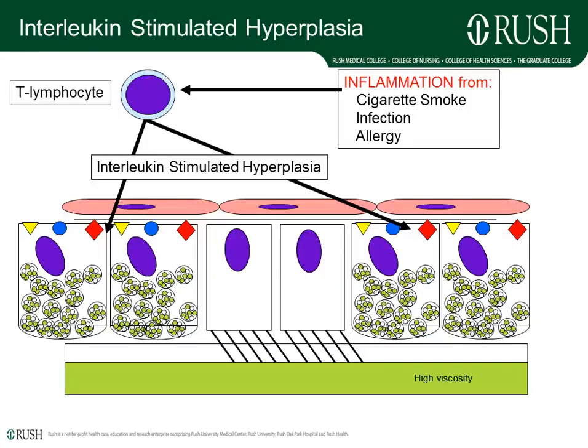So in interleukin-stimulated hyperplasia, the inflammatory source actually affects the T lymphocytes, which put out some interleukins, and those stimulate the goblet cells to undergo mitosis. So you get an increase in the number of goblet cells there. Then you have too much mucus being secreted into the airway, and you can get blockage.